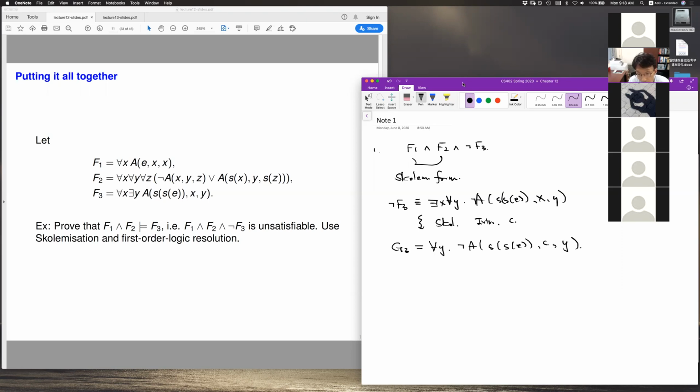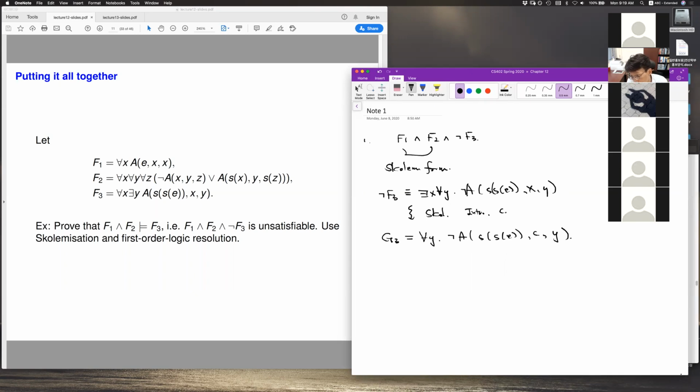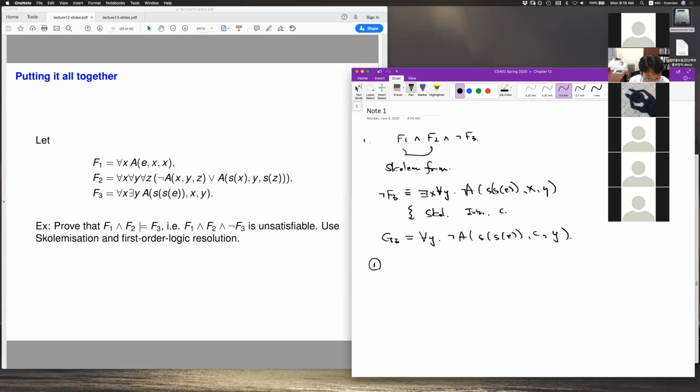So what we have to do is apply the resolution proof step to F1, F2, and G3 to derive a contradiction. Okay, so how should we do it? The proof in resolution is nothing but a sequence of clauses. The first clause that we're going to obtain is from G3. We will take the first clause, which is a singleton set, that is negation of A, S of E, C, Y, and then we will rename the variables so that the variables in clauses are always unique. So we're going to rename Y to Y1, a fresh variable Y1 here.